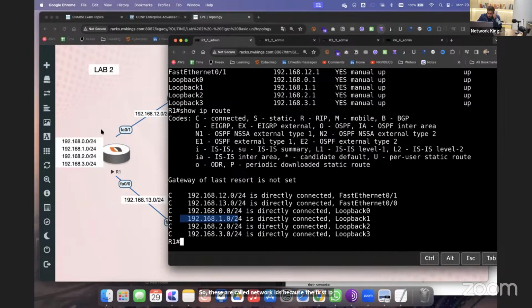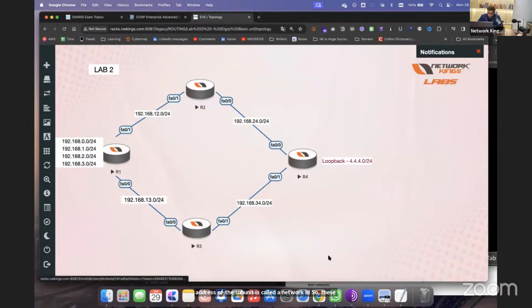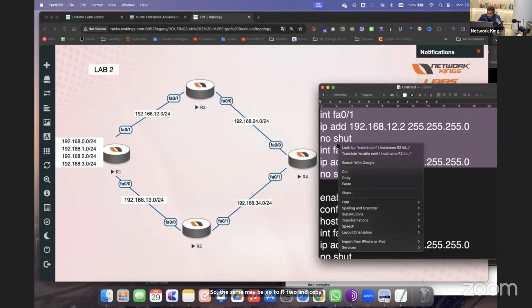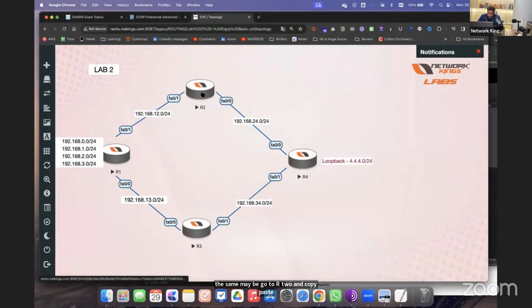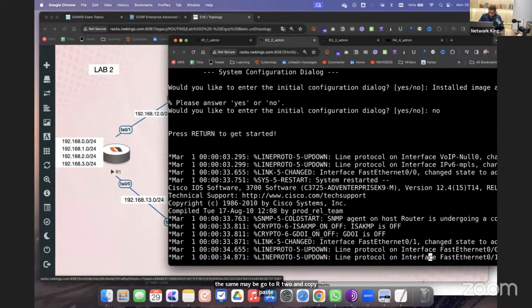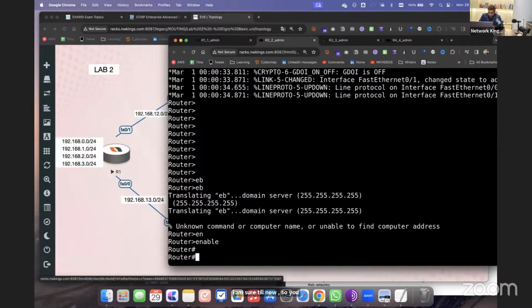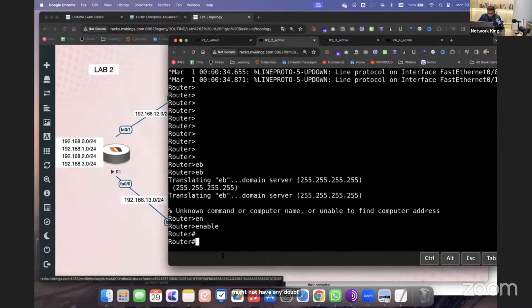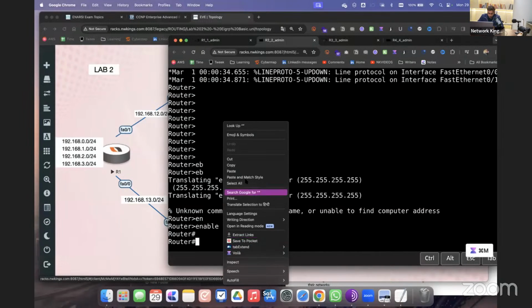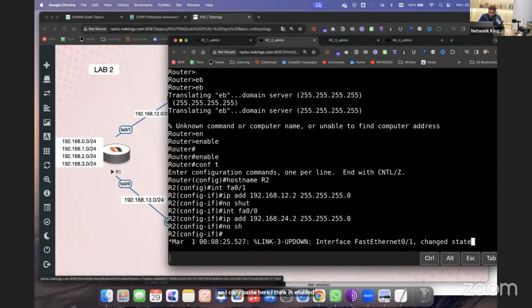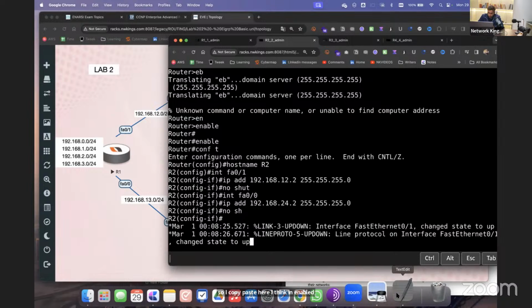Okay, so the same way we go to R2 and copy paste. I'm sure that till now it is basic IP addressing going on, so you might not have any doubt. Control Alt Shift, text input, and I copy paste here. I think I had to remove enable, because enable is already enabled. IP address basic config done.